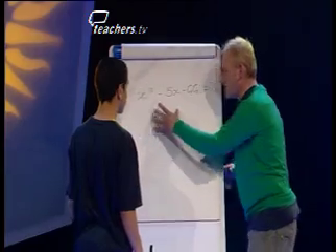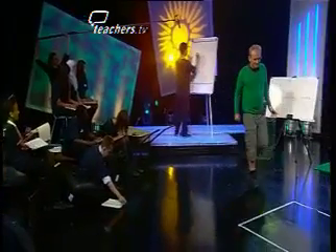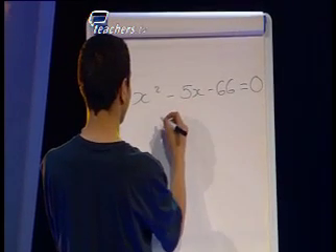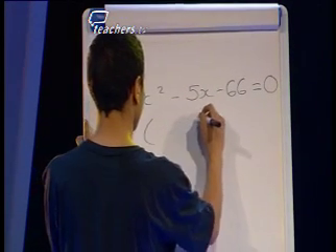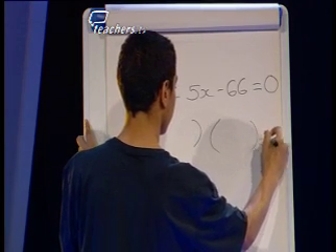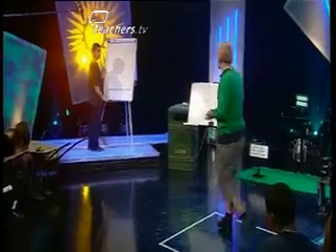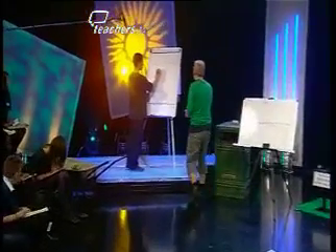Factorise. So how many sets of brackets? Two sets. Go for it. So two nice big sets of brackets. Right then, we're going to factorise it. It's going to be a double bracket factorisation, so there's x in each.